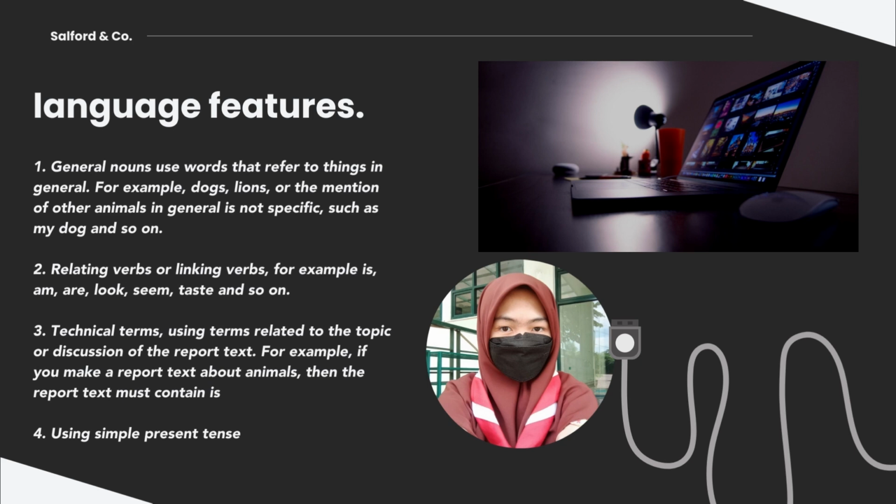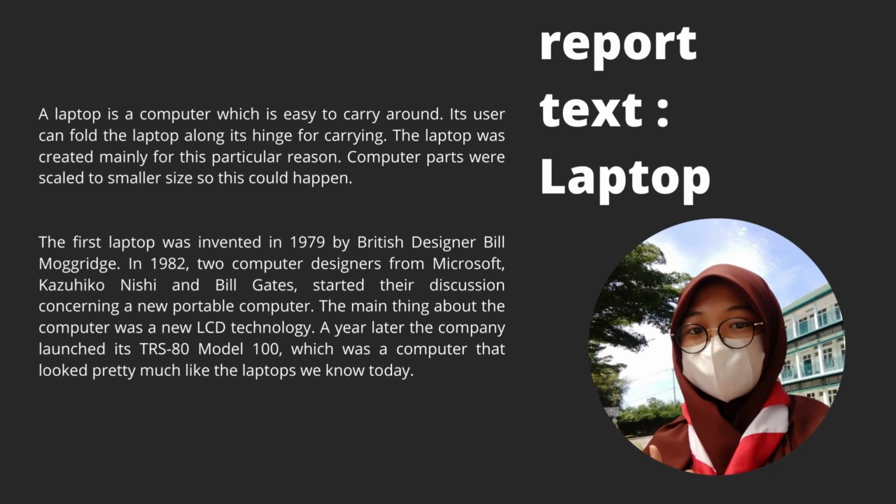The third one is technical terms, using terms related to the topic or discussion of the report text. For example, if you make a report text about animals, then the report text must contain animal terms. The fourth one is using simple present tense. And now, I'm going to read an example of a report text about laptop.